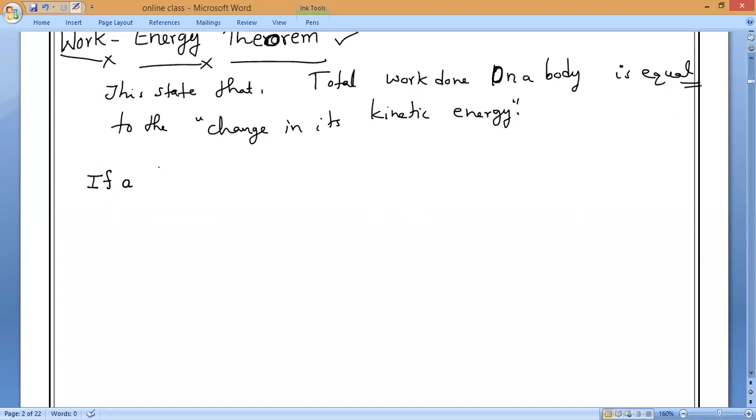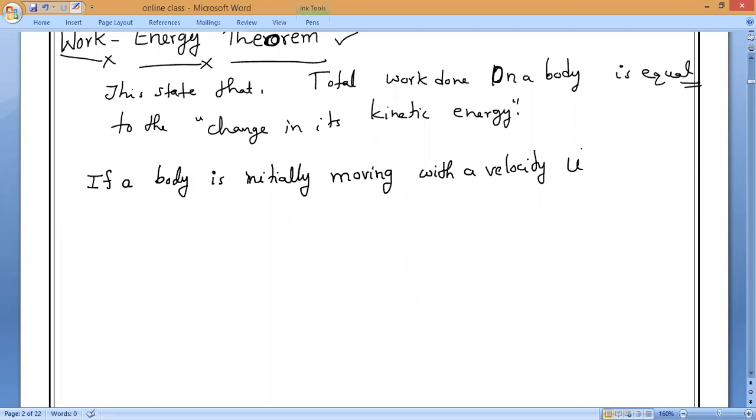Do you understand it? Be very careful. If a body is initially moving with some velocity, is the initial velocity zero or not? Initially, the body is moving with a velocity, sorry, velocity U. Is the initial velocity zero or not? That is my question. Already moving. Is it zero? No, sir, not zero. Understanding? And it attains a velocity.